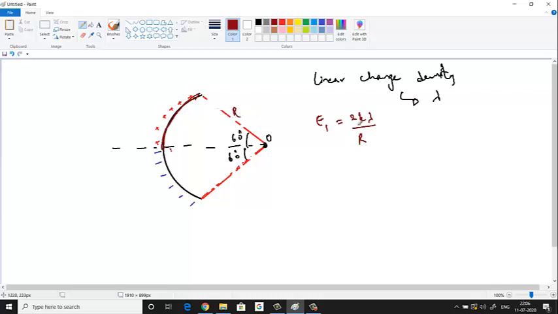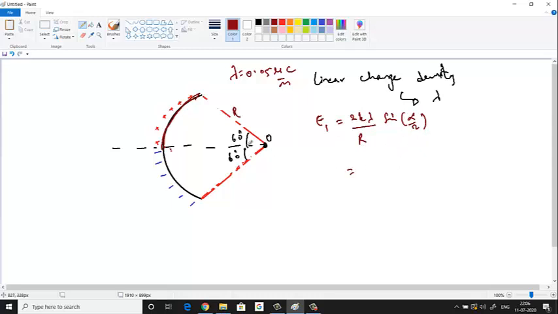Okay, 2k lambda by r into sine alpha by 2. Let us take some values also here. Let us say that the value of lambda is given as 0.05 microcoulombs per meter. So E1 is equal to 2k lambda by r sine alpha by 2. Okay, so how will you find this value?